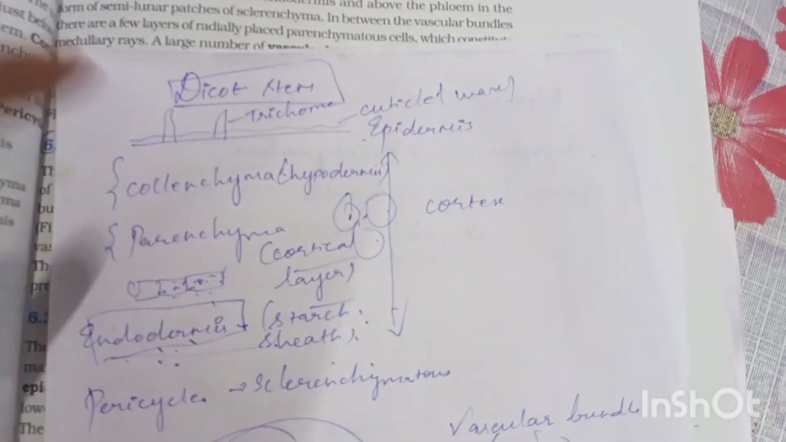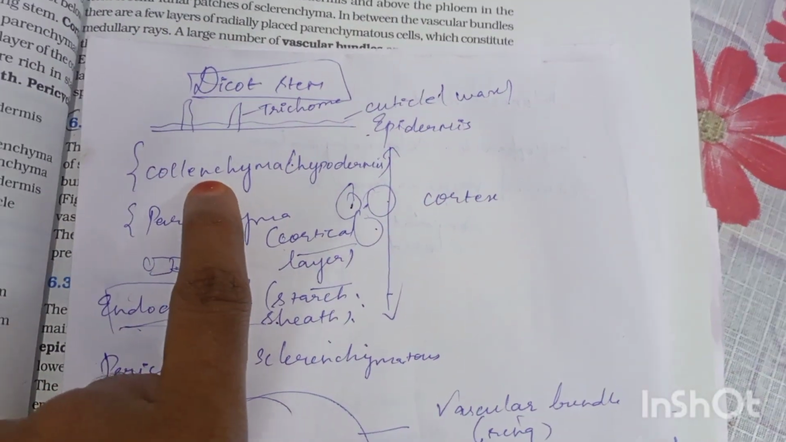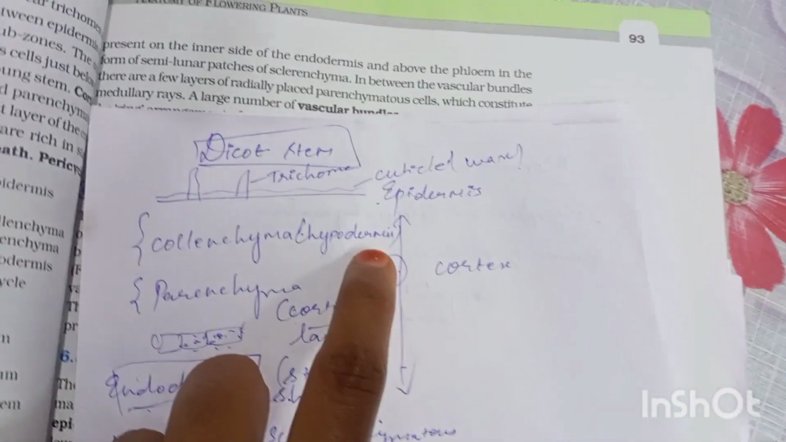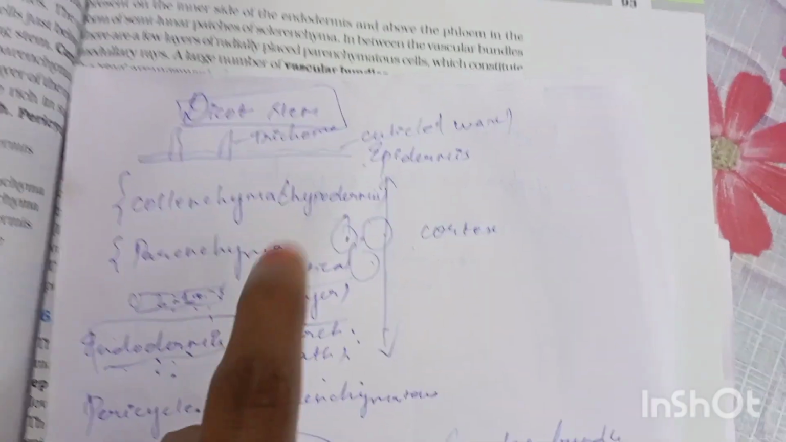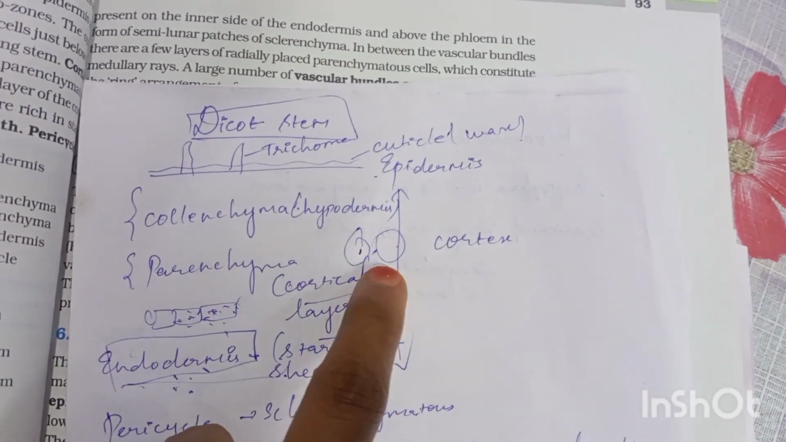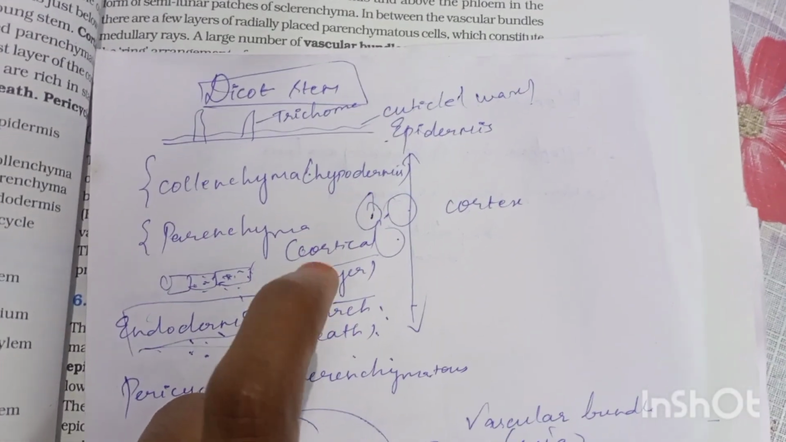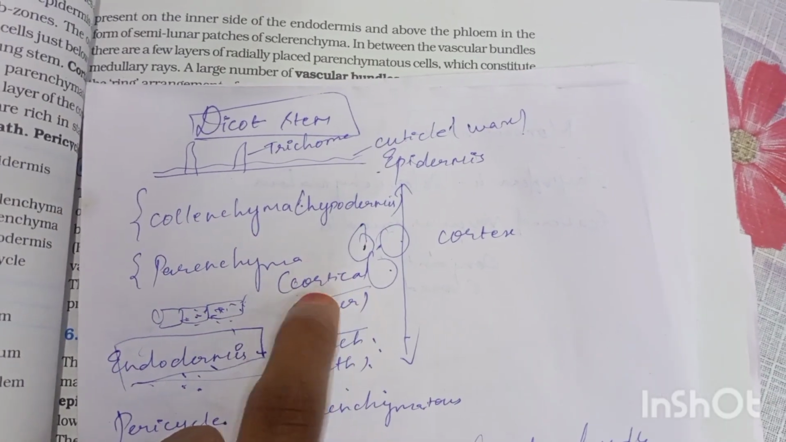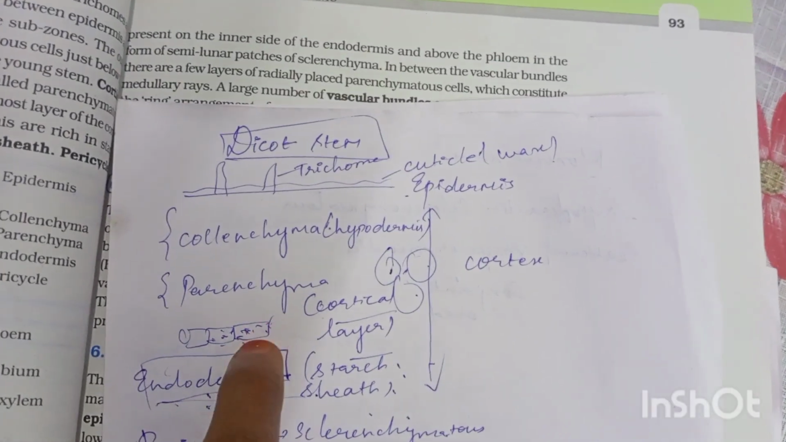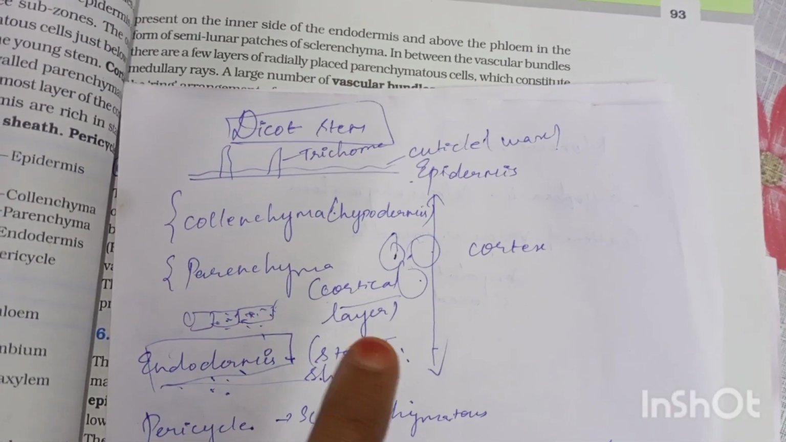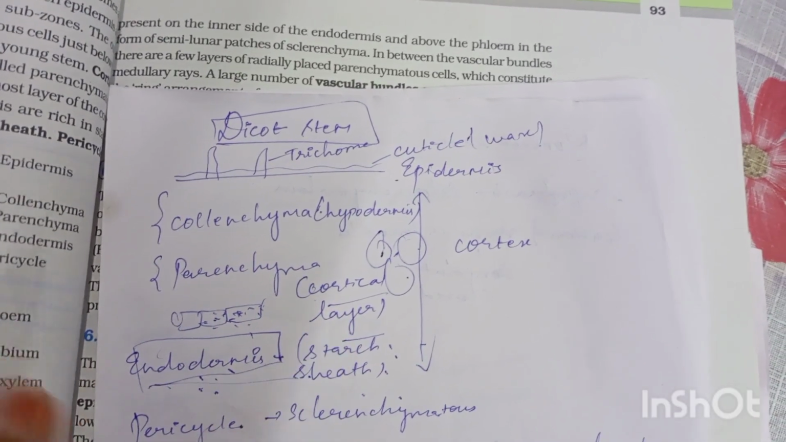So the first layer is epidermis. Below the epidermis, the cortex is divided into 3 layers. The first layer is the collenchyma, the hypodermis, which is made up of thick-walled collenchyma cells. The collenchyma cells basically give mechanical strength. Next to hypodermis are the loosely arranged parenchymatous cells with intercellular spaces among them, and this layer which has the parenchyma cells forms the cortical layer. Next to the cortical layer are the tightly arranged barrel-shaped cells which contain starch. This layer constitutes the endodermis, which is also known as starch sheath.